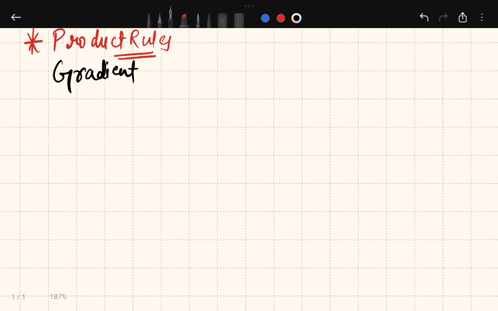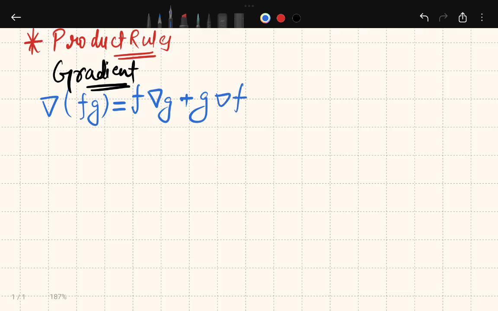Now what we do in the case of gradient: suppose you have to find the gradient of f into g. In this case, what you simply do is take out f, gradient of g, plus take out g and gradient of f. I hope it's clear to you till now. Now we will move on to the next formula.